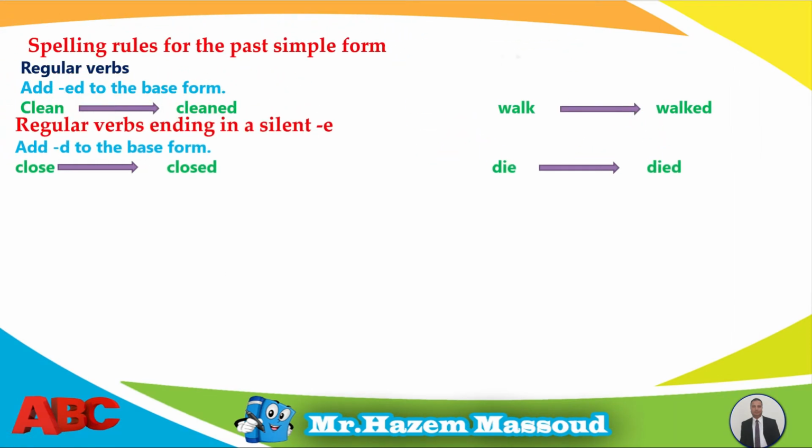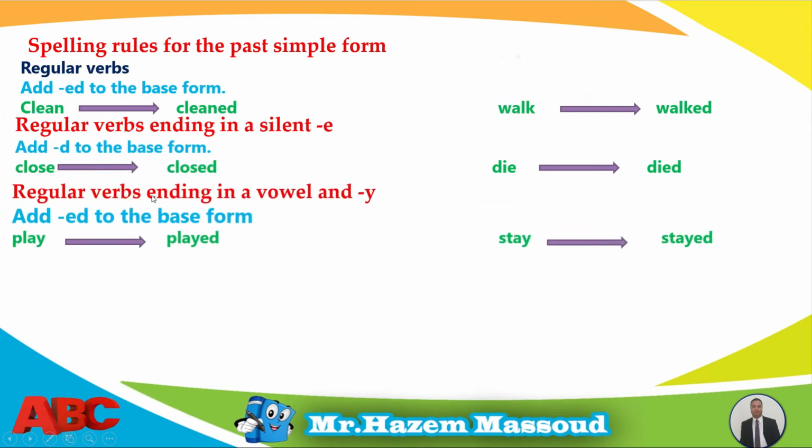And now let's study the spelling rules for the past simple form. For regular verbs, add ed to the base form of the verb. For example, clean, cleaned, walk, walked. For verbs ending in a silent E, I add only the letter D to the base form of the verb. For example, close, closed, tie, tied.